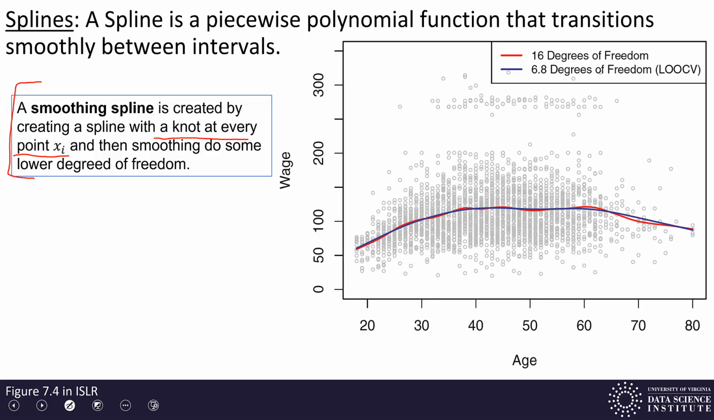And so in this plot on the right-hand side, we have a 16 degrees of freedom spline shown in red. And if you look at the plot, you'll see that the red tends to wiggle up and down more than the blue. And we have in blue a 6.8 degrees of freedom smoothing spline that's been smoothed. And that 6.8 degrees of freedom was determined using leave-one-out cross-validation. And we appear to be getting nice results.